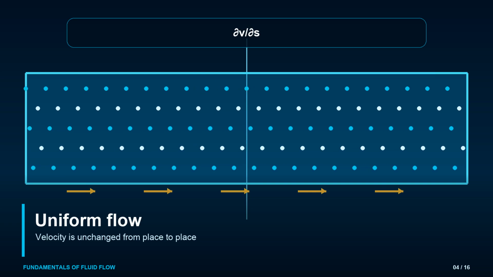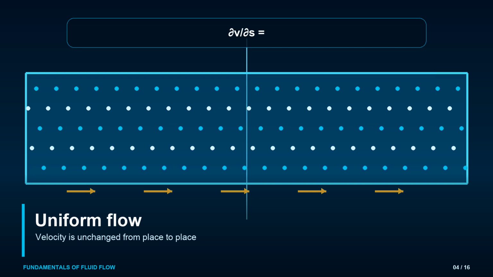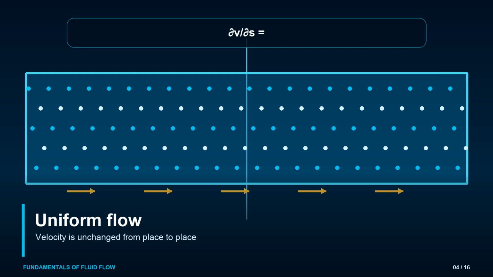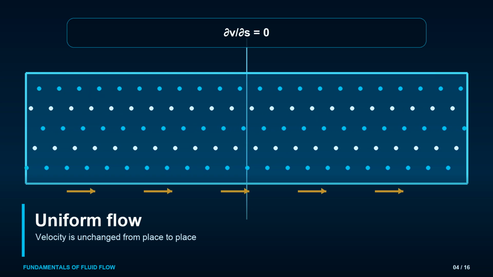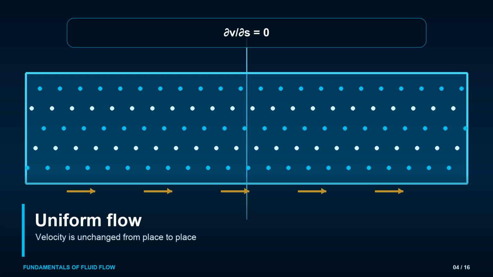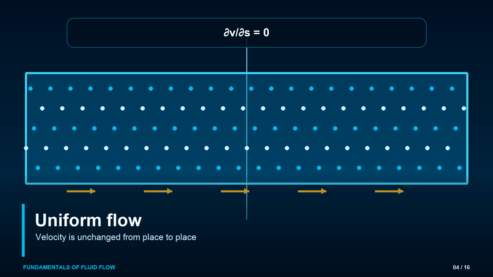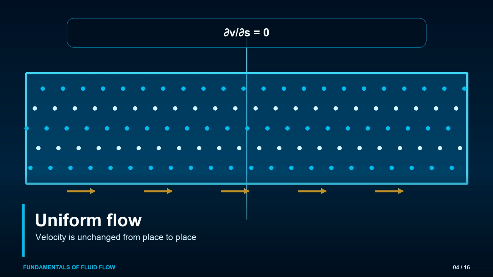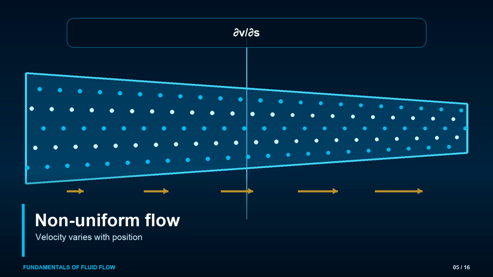Second, uniform versus non-uniform flow. Uniformity compares different positions at the same instant. In uniform flow, the velocity is the same from one location to another along the direction being considered. The particle arrows have equal length.